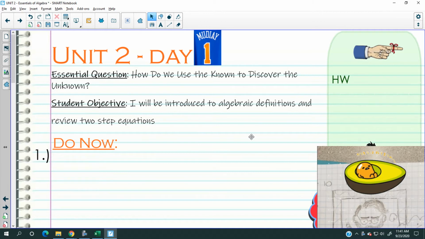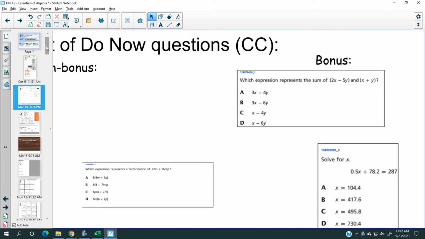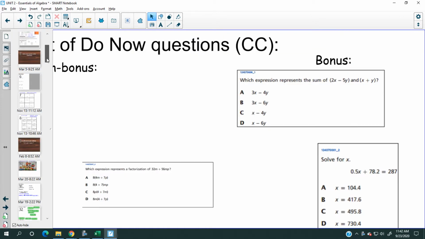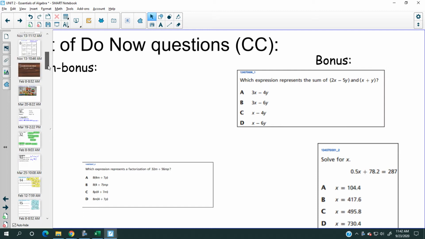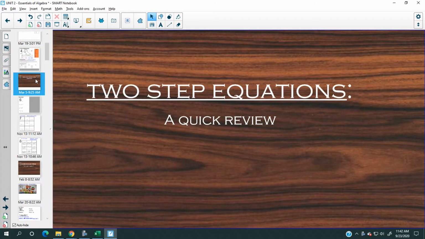So, the other half of the lesson that I wanted to show you: yesterday evening you watched a video on the definitions. Hopefully you took some notes, and that's all I'm going to talk about with regards to that topic. So let's fast forward to what I was going to do with you in class, which is solving two-step equations.